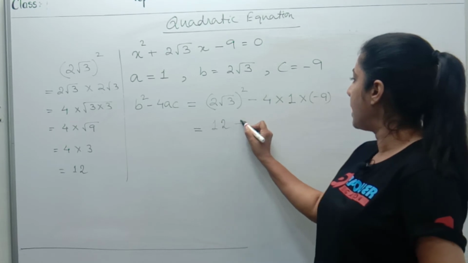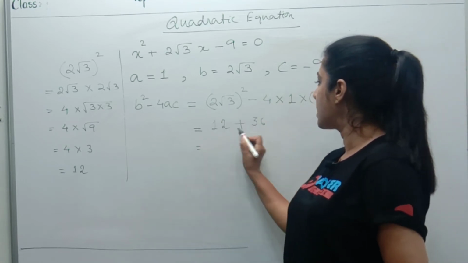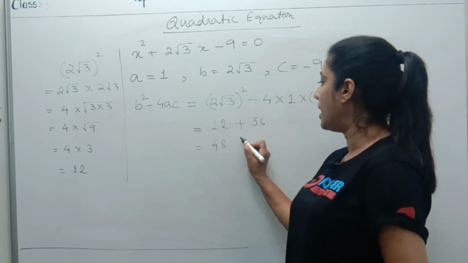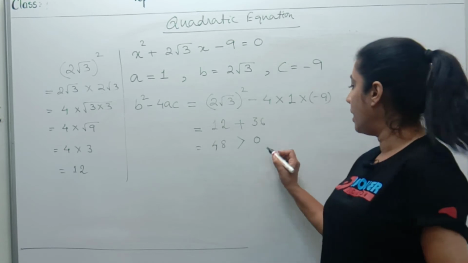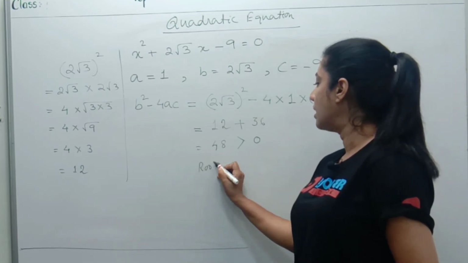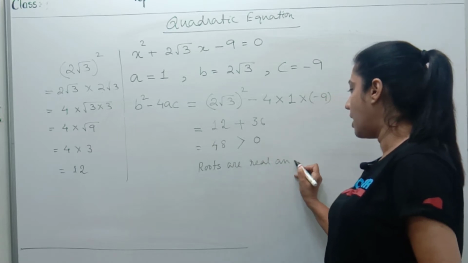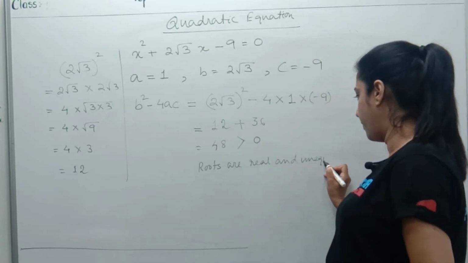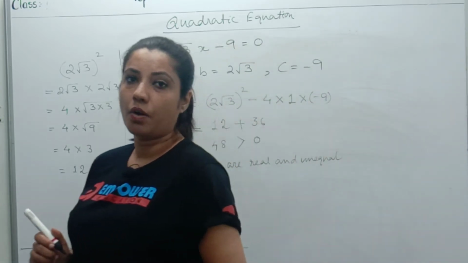Minus minus plus, 4 into 9, that's 36. So we are getting 12 plus 36, that's 48. Again, we are getting b square minus 4ac is greater than 0. Therefore, the roots are real and unequal as per the second criteria. Please copy it down.